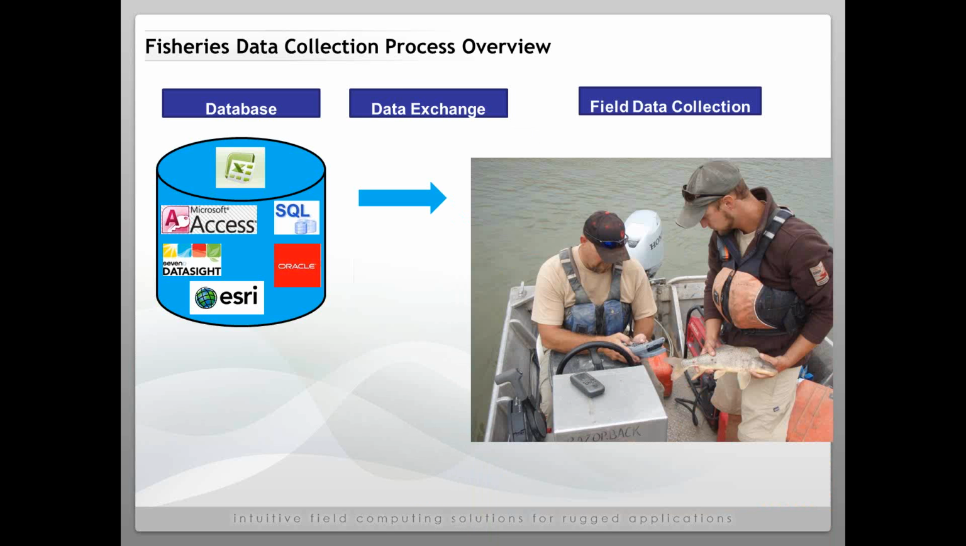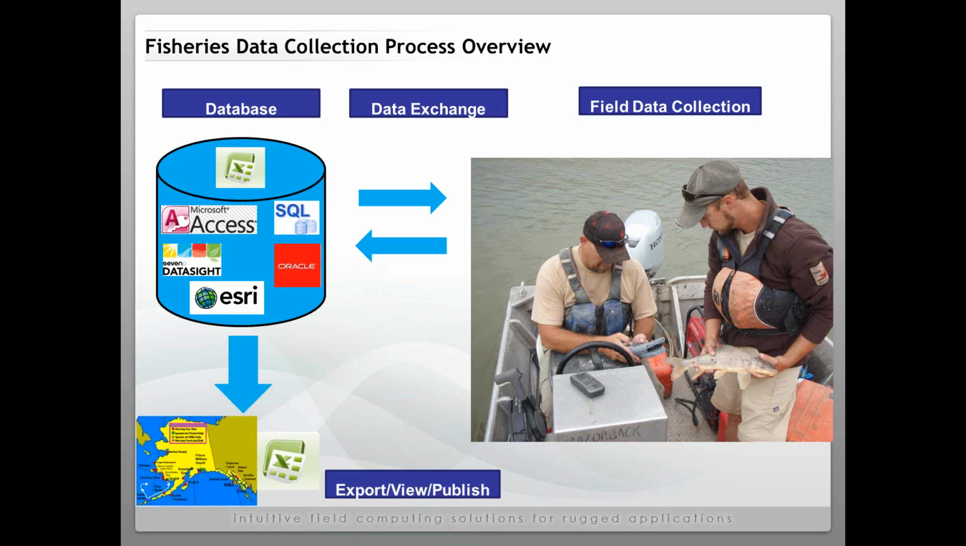Then there's field data collection, where you collect data out in the field. Here's a case with our local Utah Department of Natural Resources. I believe that's a razorback sucker. They're using the Allegro MX with an electrofishing project. After field data collection happens, it's sent back to the database. And then ultimately, we want to export, view, and publish that information. It could be Excel, it could be maps, it could be other formats that allow you to run statistics and things of that nature.